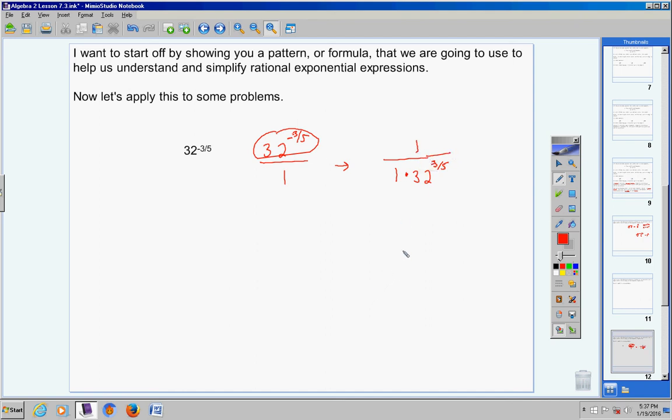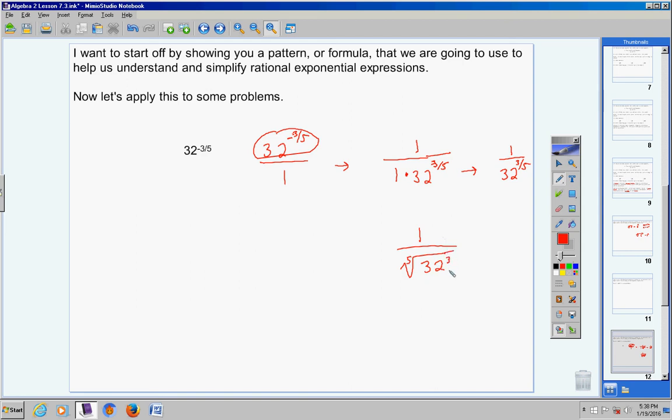Alright? Now, let's simplify this. Anything times 1 is just itself, so I have 1 over 32 to the 3/5. So now I can take my denominator, 32 to the 3/5, and write that as a radical. So 1 over, put your radical, here's your base, 32. The top of your fractional exponent always goes here. The bottom of your fractional exponent always goes here. So now I have 1 over the 5th root of 32 cubed.